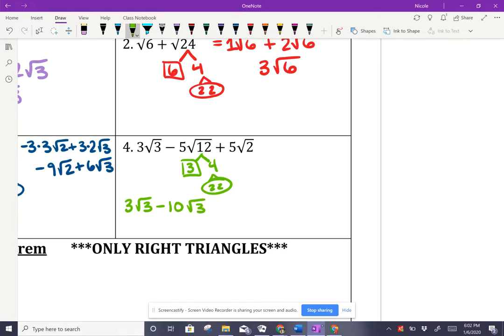root 3 plus 5 root 2. Now look at your like terms, or your radicals that have the same number. I have 2 that have a square root of 3. So I'm going to take this as 3 minus 10. 3 minus 10 is negative 7 root 3 plus 5 root 2. And we're done.